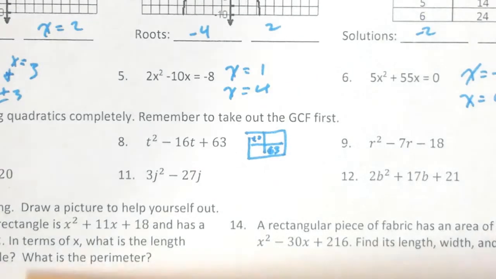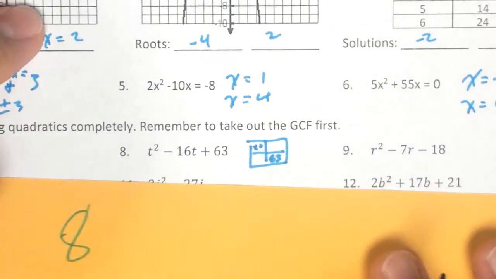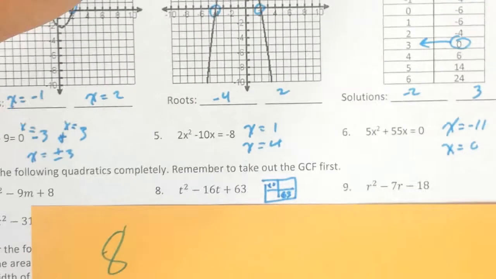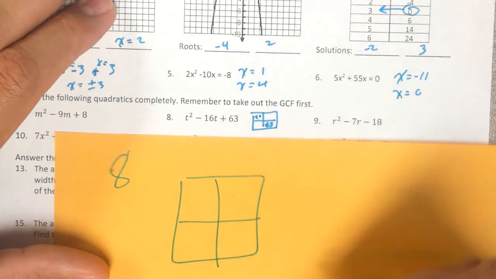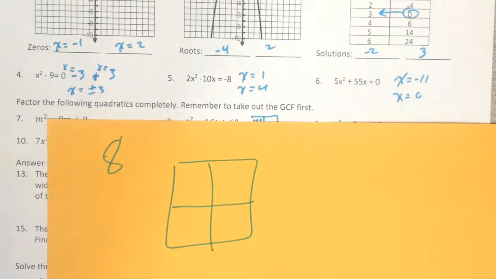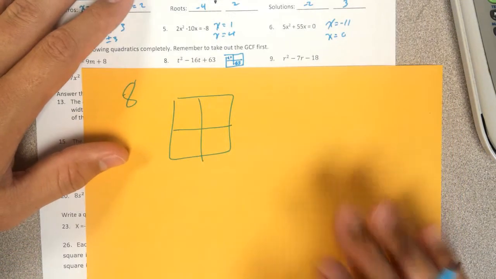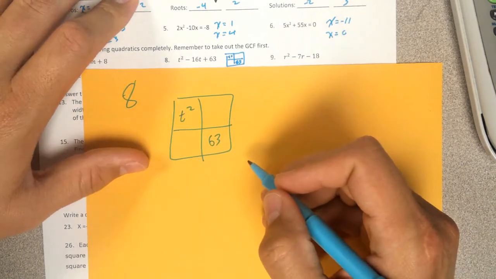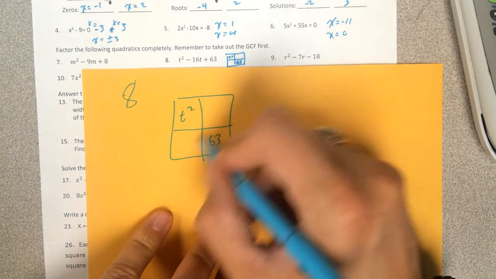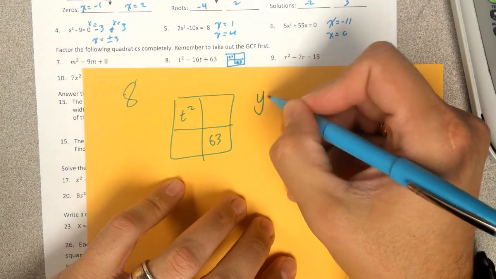Alright, I'm actually going to do this on a separate sheet of paper so we can have a little bit more room. So this is number 8 we're working on here. We are going to do the box, and when we do the box, we're going to take the first term and put it here, t squared, and 63 here.